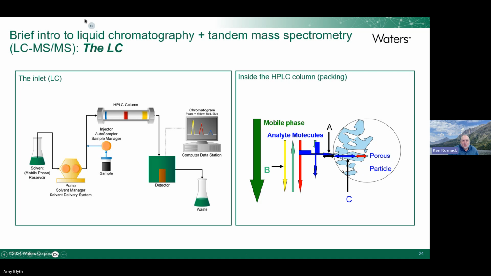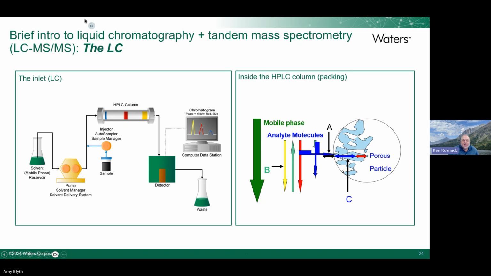So to bring everyone up to a base level, I wanted to talk about liquid chromatography and mass spectrometry, but LC is the first part. You heard some talks about clean mobile phases. Those are the solvents that go through a pump or a solvent delivery system. You inject a sample, and the analytes in that sample go into a column, and that column is filled with particles that the sample interacts with. The different components will actually separate based on their interaction with this particle.